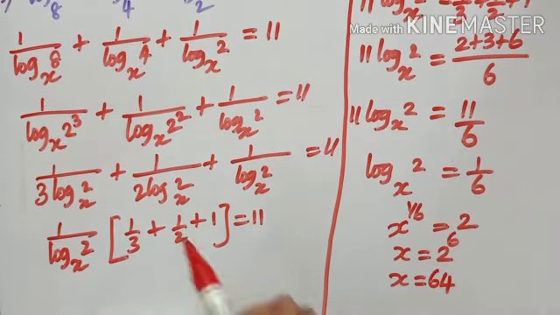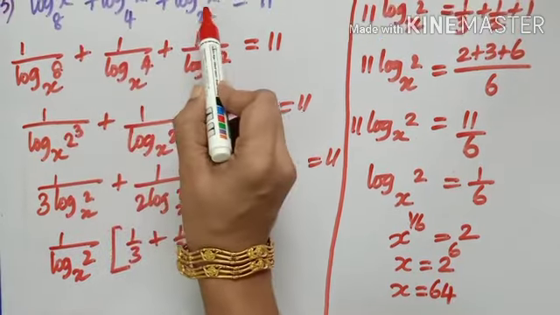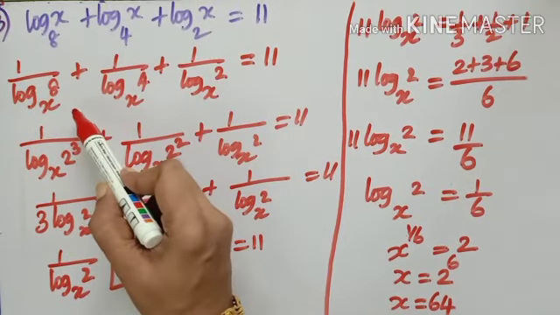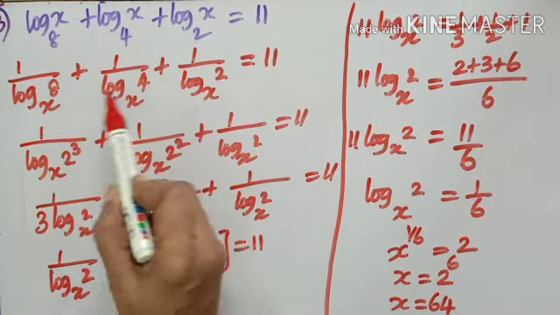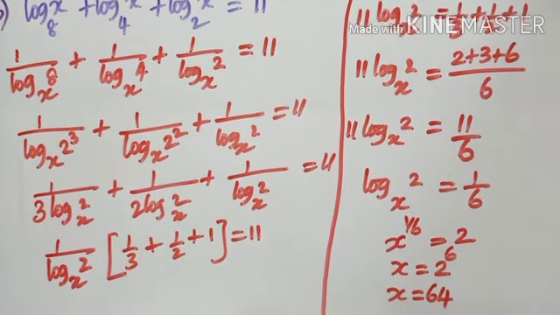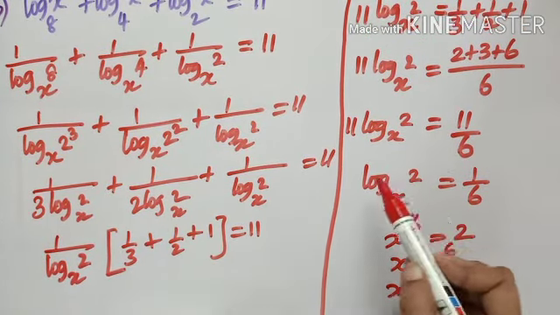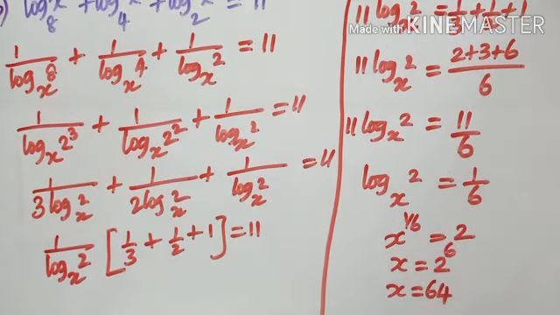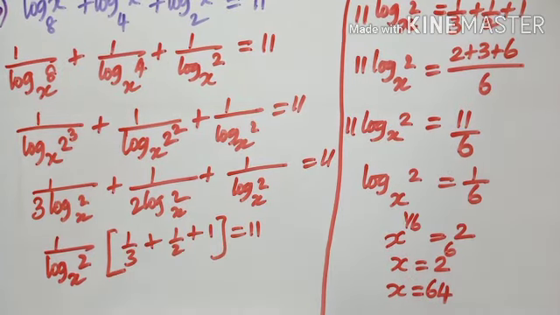So given base, we try to bring the same. All these are 2 powers. Raise it to 2 powers. The powers come near, taking LCM, and as we cancel, log 2 base x is 1 by 6 tells me x power 1 by 6 is 2, or x is equal to 2 power 6, which is 64, and that is the answer.